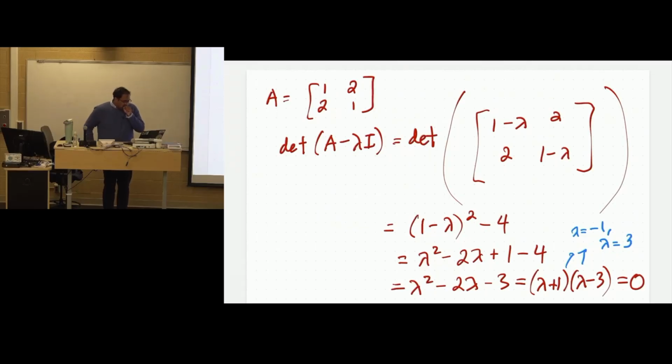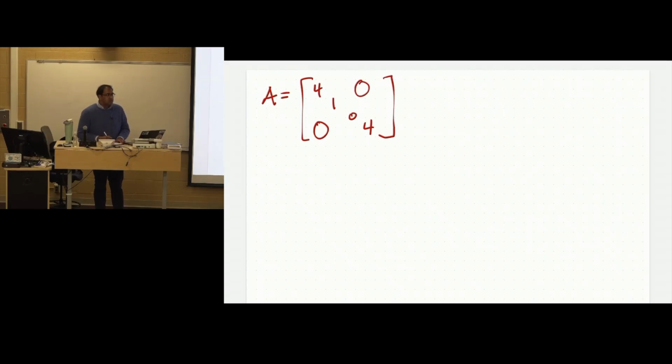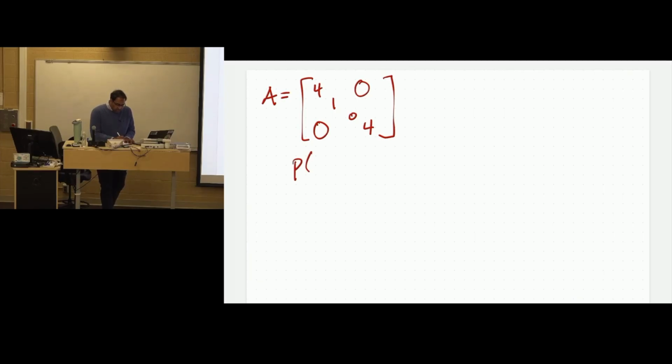Okay, so I have an idea. Why don't we look at the matrix 4, 1, 0, 4 on the diagonal, but zeros everywhere else? What do you think its characteristic polynomial is? Technically, yeah, we need to take the determinant of a 4 by 4 matrix.